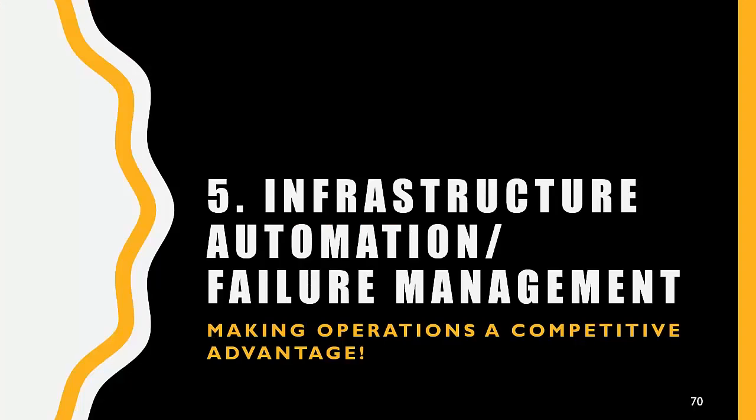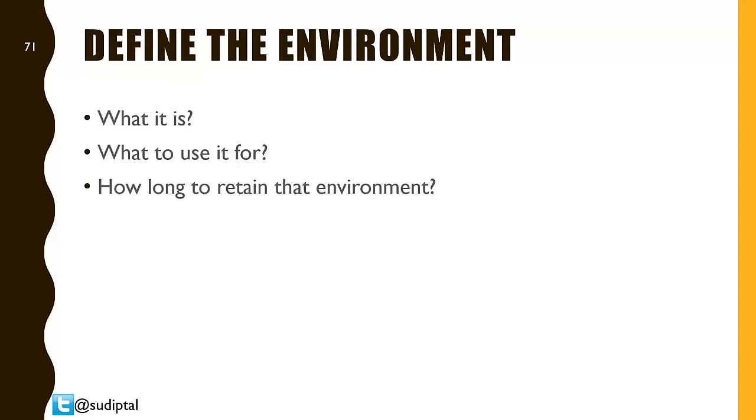So we talked about quality, architecture design, continuous integration, and some of the deployment patterns for making a smooth deployment. Let's talk a little bit about infrastructure. So the first thing when we come to infrastructure is to be able to define what a particular environment is and how long you will retain the environment.